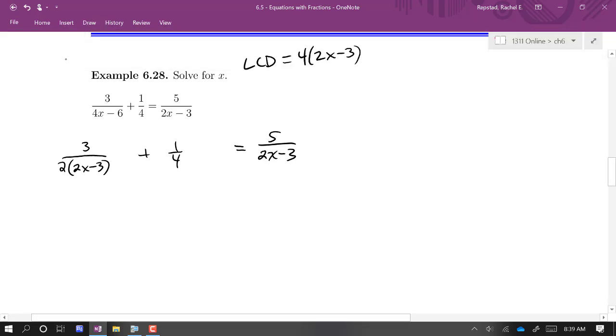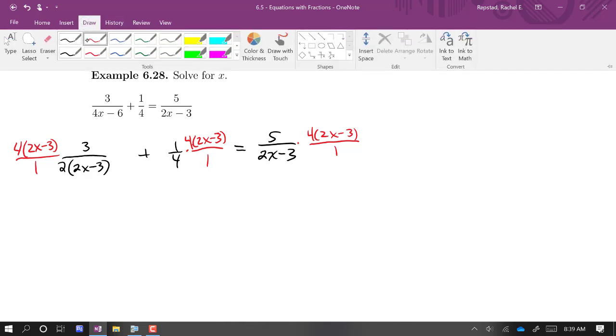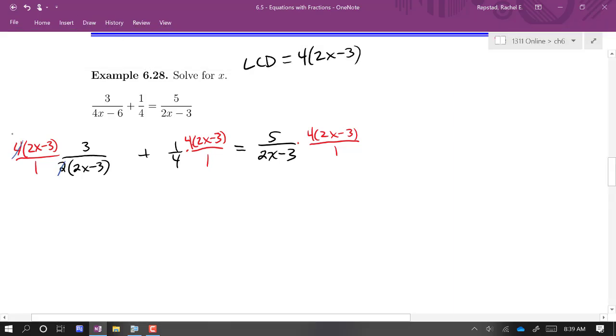Now we're going to proceed by multiplying through by the LCD. Oh, whoops. I wrote 2 in these ones. That should be a 4. The reason we're multiplying by the LCD is because we know that will make everything cancel in the denominator. So let's go through and cancel what will cancel. This 2 cancels with one of the 2's. 2 goes into 4 twice. The 2x minus 3 cancels.